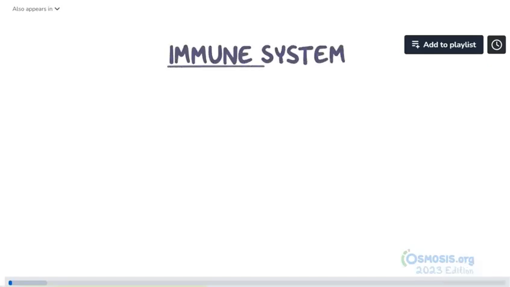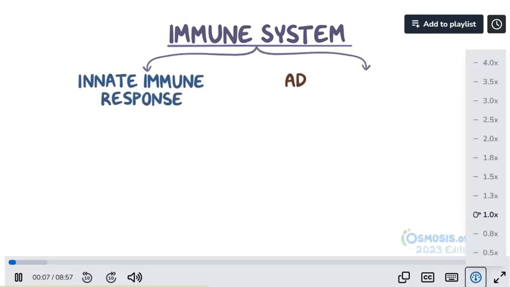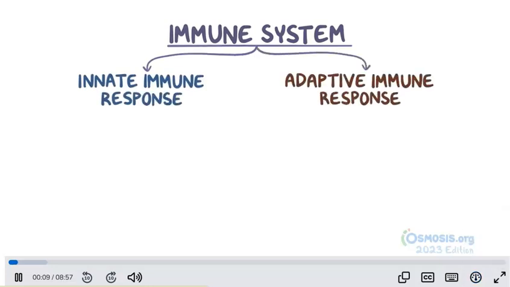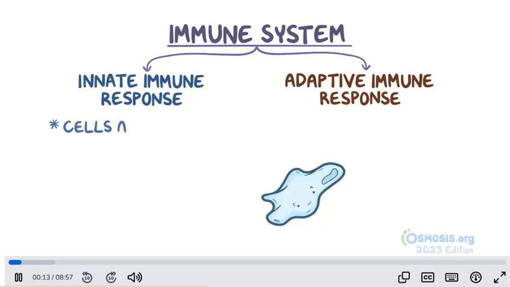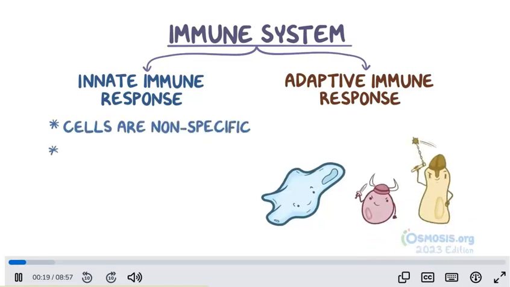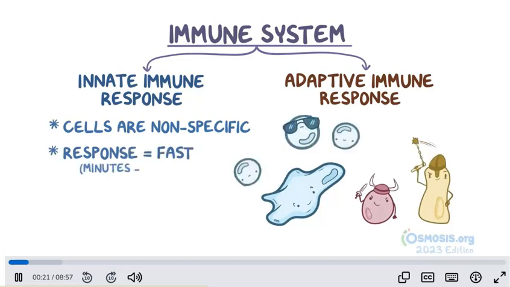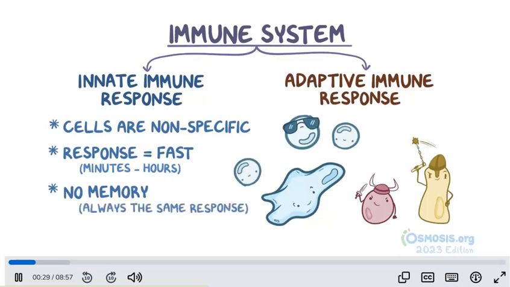Your immune system is like the military, with two main branches, the innate immune response and the adaptive immune response. Key features of the innate immune response are that the cells are nonspecific, meaning that they don't distinguish one invader from another invader. Also, the response is really fast, happening within minutes to hours, and there's no memory associated with the innate response. In other words, the innate response will respond to the same pathogen in the exact same way, no matter how many times it sees the pathogen.